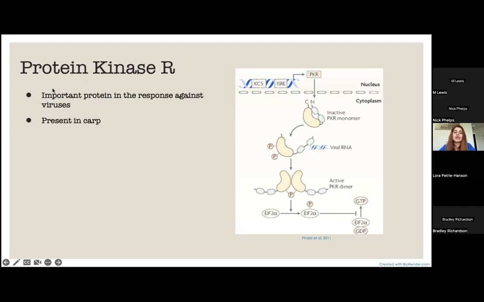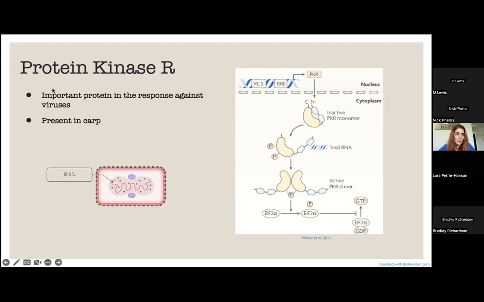If this wasn't enough, PKR has also been described to be involved in apoptosis and in the amplification of the interferon response, which we all know is crucial in the antiviral response. And because of these critical roles in antiviral response, you can imagine that the PKR pathway is actually a common target for viruses. And if you imagine that, you would be right.